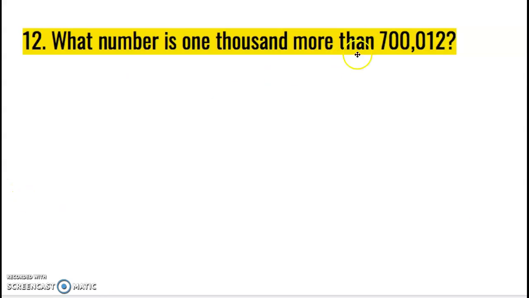Number 12 is similar, so more than would be addition. So they're going to do 1,000 more than 700,012. They're going to work through that whole addition problem instead of just giving the answer here.